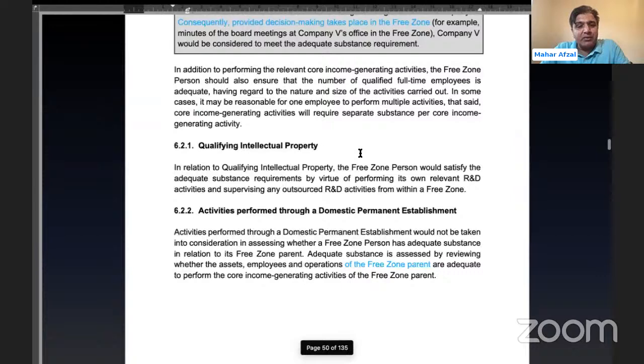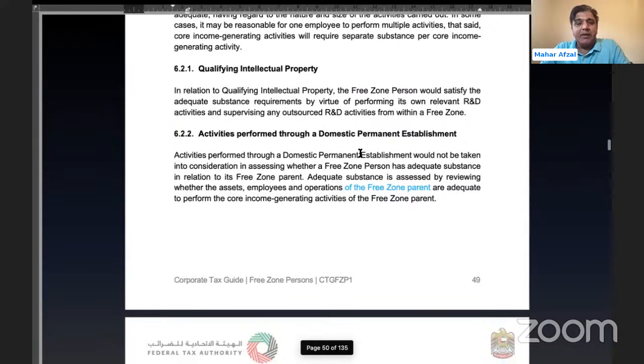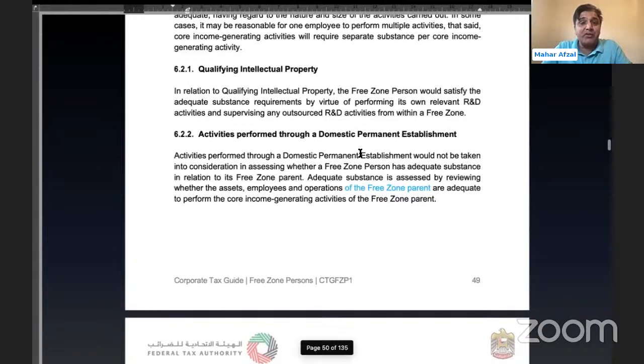These are examples. You can go through this. Qualifying intellectual property we have already discussed. This can be outsourced to a free zone person, to any other person within the UAE, meaning any other person which is based on the mainland in the UAE, or to any other person which is not your related party out of the UAE. You can outsource it. But supervision is compulsory. You need to maintain track.